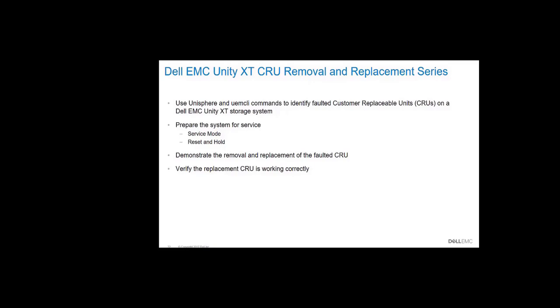Welcome to the Dell EMC Unity XT CRU Removal and Replacement Series. In this series of short videos, we're going to use Unisphere and UEMCLI commands to identify faulted customer replaceable units on a Dell EMC Unity XT storage system. We'll then look at the ways to prepare the system for service, including service mode and reset and hold modes. We'll demonstrate the removal and replacement of the faulted CRU, and finally verify the replacement CRU is working correctly.